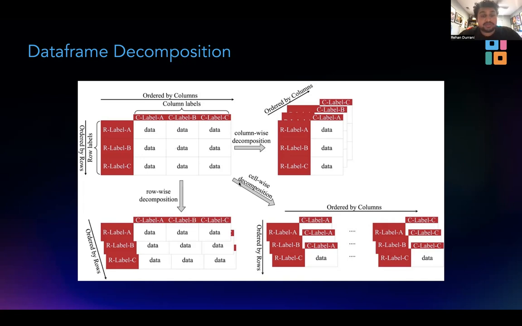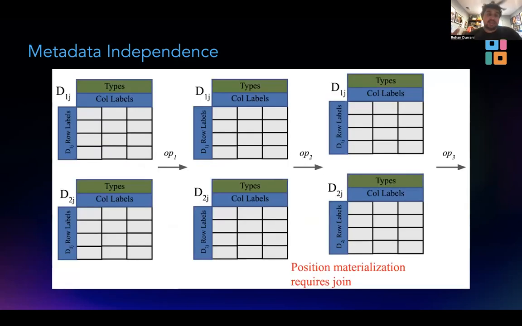And I can apply these decompositions recursively. So if I had three rows, I could do a column-wise decomposition and get a block partition with 3x3. But if I keep applying it recursively, I get a cell-wise decomposition where every single data frame is a single cell from the original data frame, right? So with data frame decomposition, we can choose: if this operation is parallelizable along cells, like if I'm adding one to every cell, then maybe I want to be block partitioned because that offers the maximum amount of parallelism. If this operation can be parallelized along every row, maybe I want to transition from block partitions to row partitions, and vice versa. Our second idea is metadata independence.